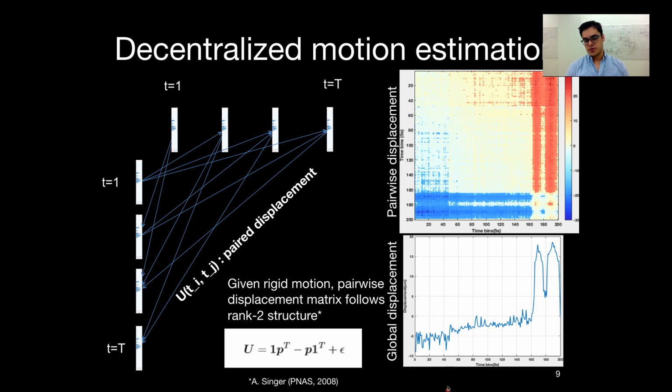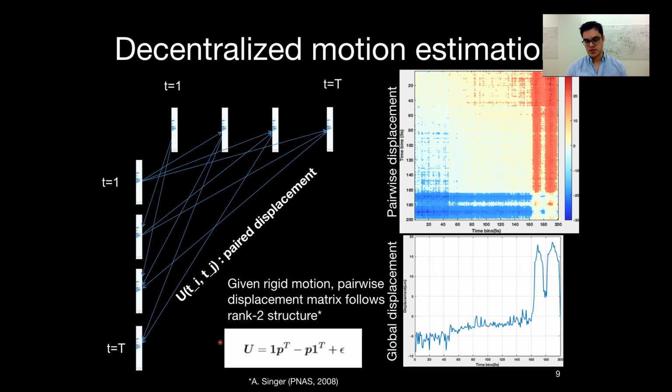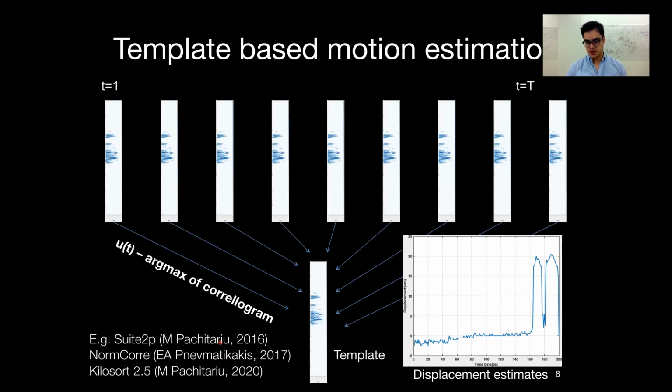And one thing that becomes apparent in comparison to template-based registration is that this manner of estimating displacement is more sensitive to small amounts of motion, which can be more visible if we go back and forth between the template-based estimates and the decentralized estimates for the same data set. You can see the subtle slow drift in the beginning of the recording that the decentralized method picks up that the template-based method does not pick up.